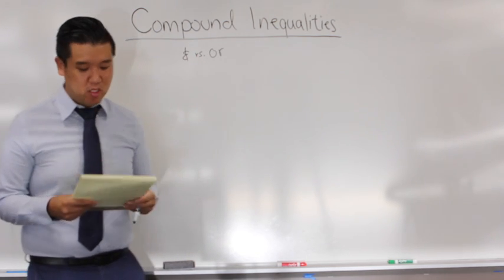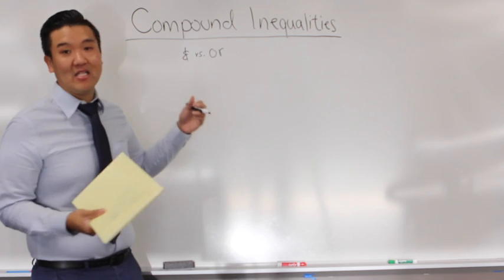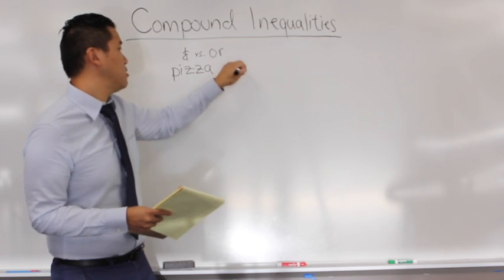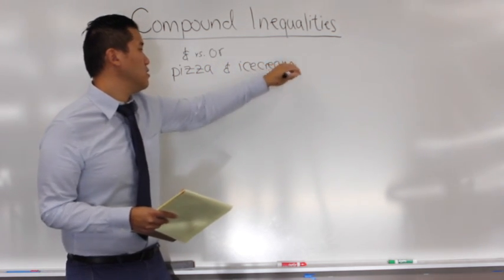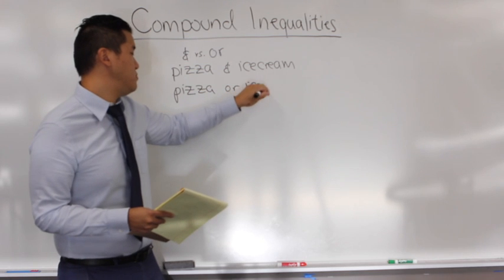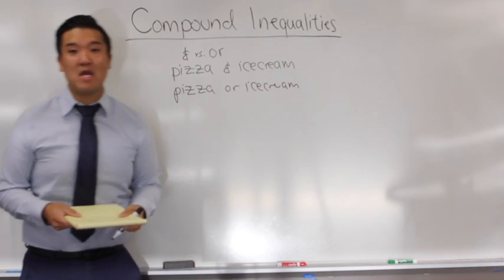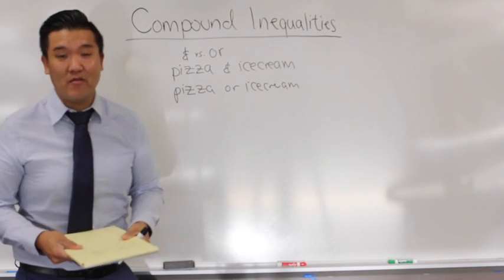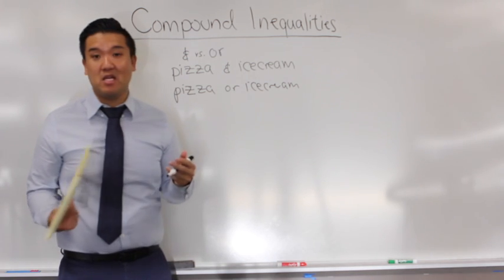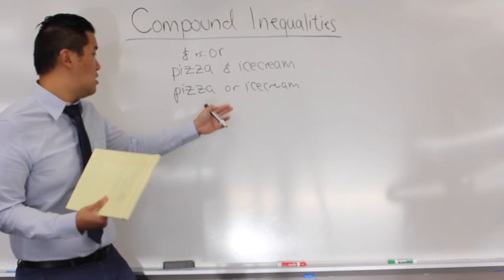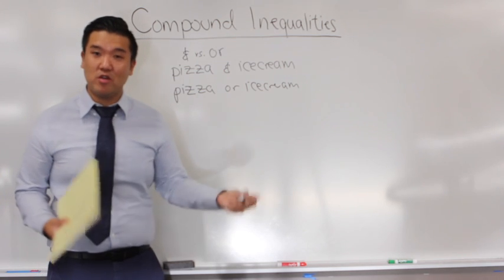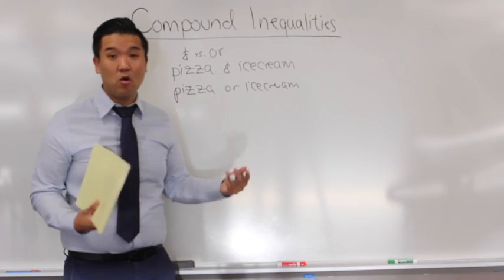So what's the difference between these two? Well, think of when someone asks you, you can have pizza and ice cream versus pizza or ice cream. So what happens if your parents tell you, you can have pizza and ice cream versus pizza or ice cream? Well, and means what? You can have both. I can have pizza and I can have ice cream at the same time. Or means what? You can have pizza and then just pizza, or you can have ice cream or just ice cream, or you can have both.